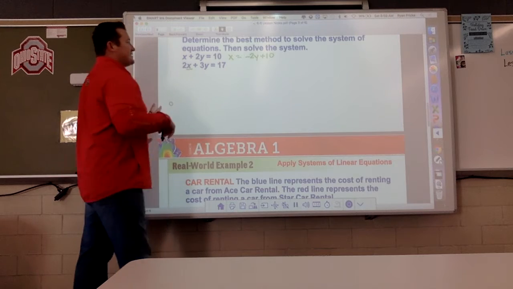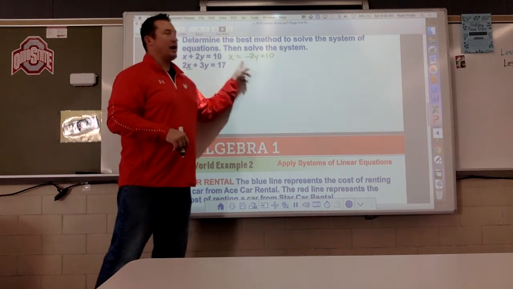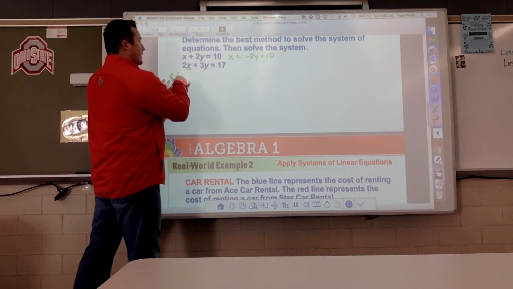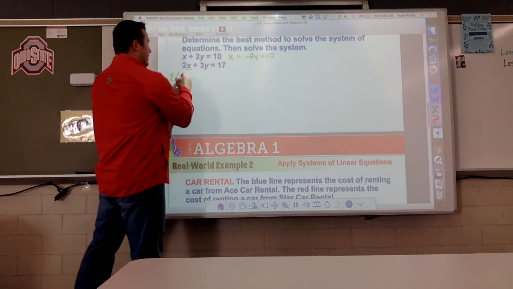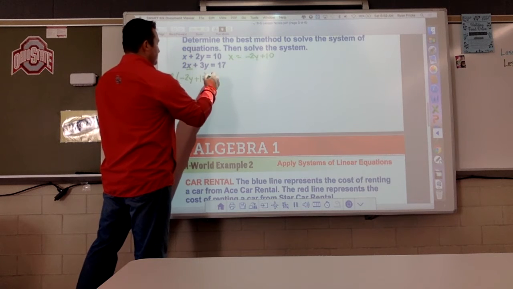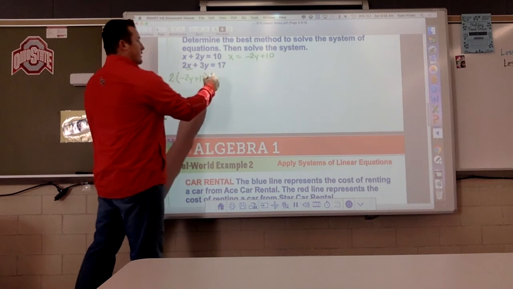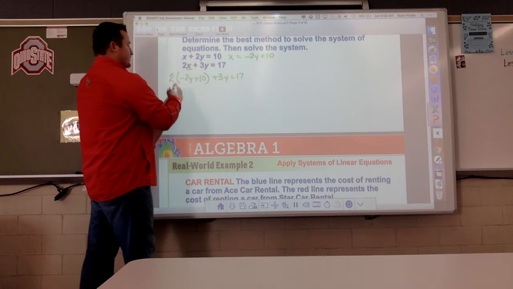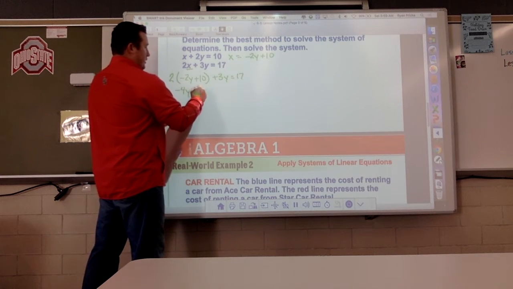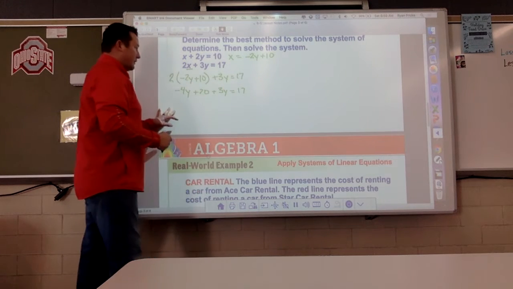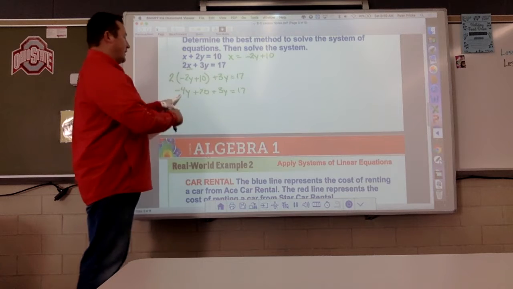We can replace this x with this expression, right? And then we're going to have one variable in our equation. So 2, again, this has to go in parentheses, 2(-2y plus 10). Okay, look, there's the x part. Then we got plus 3y equals 17. Little distributive property here. Plus 20 plus 3y equals 17. And, okay, combine your y's.